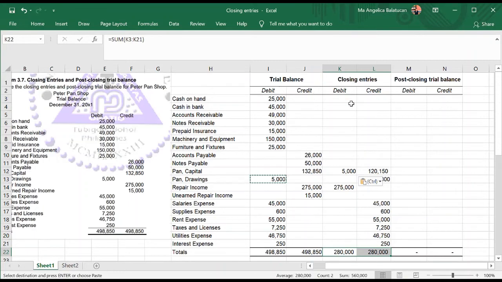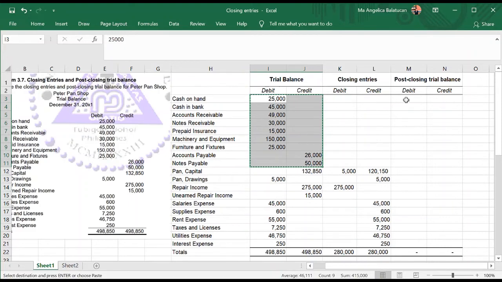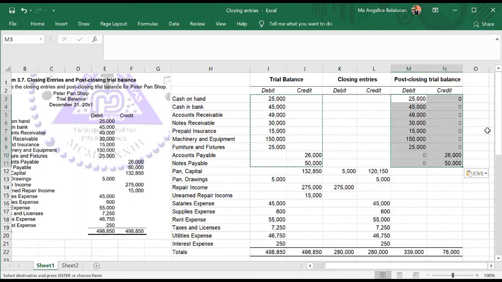So next is you're going to extend the amounts. Since there are no adjustments here from this account, from cash on hand until the notes payable, we can just simply paste that here, because if you look at the column for the closing entry, there are no items, so we can just simply place that here. Okay, and then we have this one.